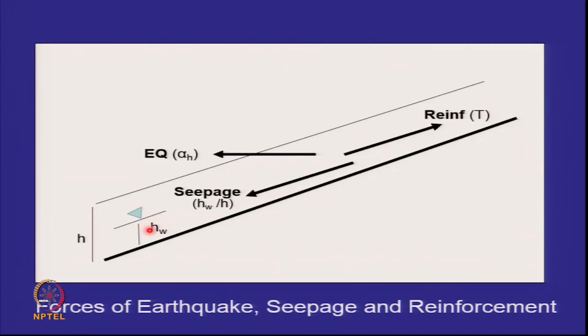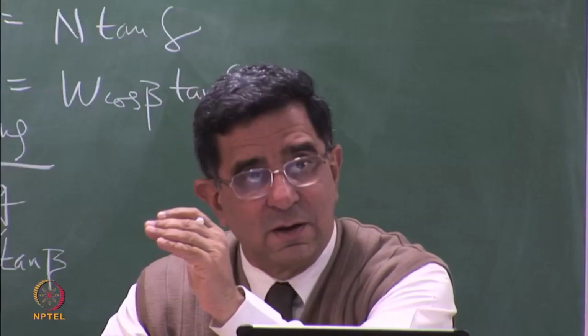And this H_w by H is called the submergence ratio, and if the submergence ratio is 1, then you can have a very low factor of safety. But luckily for us, if there is some strength in the geomembrane, or if you put a geogrid, then you can have a T which helps the resisting force. N tan delta is resisting, and now T will also resist.